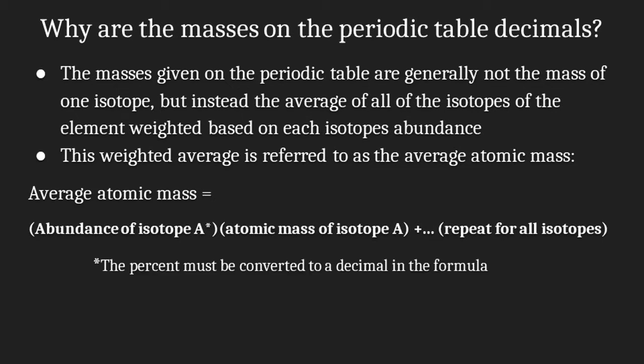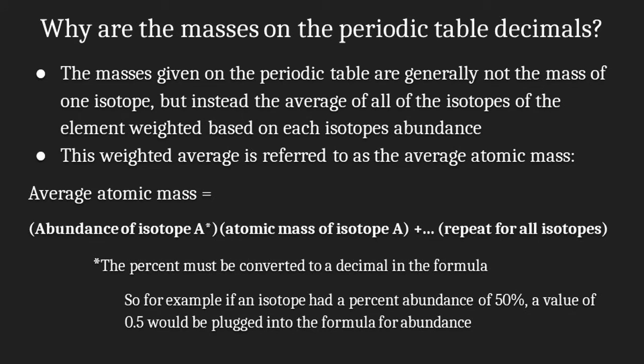One quick note about this formula is that the percent must be converted to a decimal when we put it into the formula. So for example, if an isotope had a percent abundance of 50%, we wouldn't put 50 into the formula, but instead would put 0.5. We're going to do some practice with this formula on the coming slides.